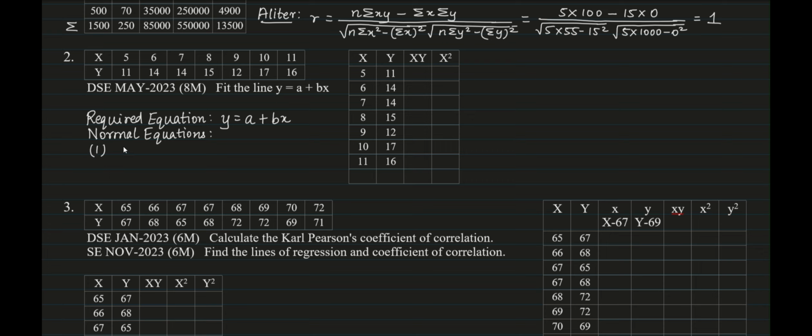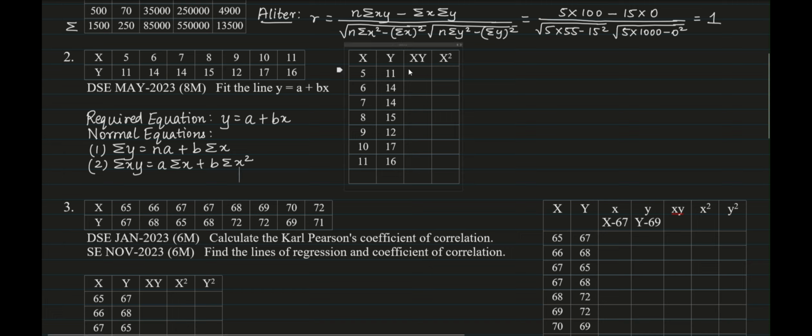For the first one, we directly take the summation of required equation, that is summation y is equal to n times a plus b times summation x. For the second one, we multiply by independent variable x and then we take the summation. So it will be summation xy is equal to a times summation x plus b times summation x square. Now let's calculate the values of summation y, summation xy, and summation x square.